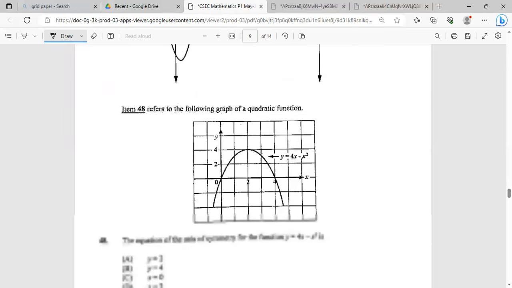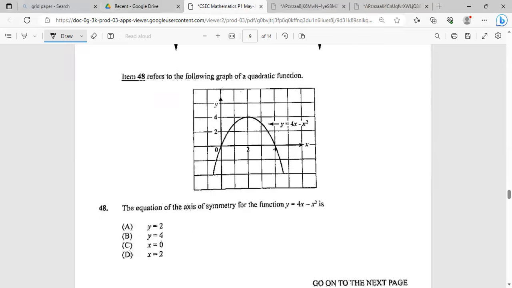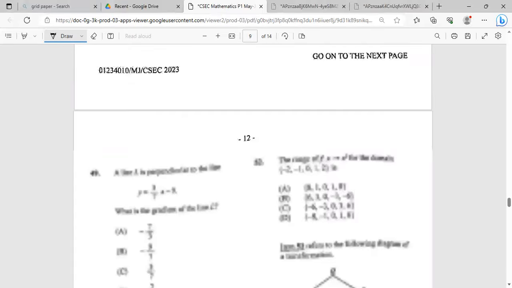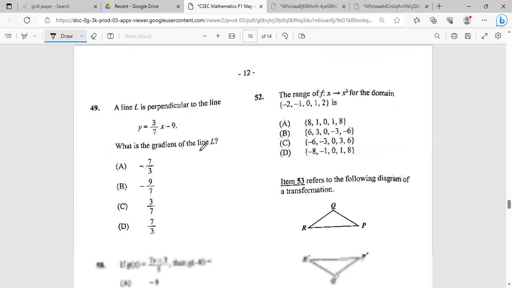48 item refers to the following graph of a quadratic function. The equation of the axis of symmetry for the function. The axis of symmetry is the line that cuts the graph in two. When you fold it, then it fits exactly, and that is the line x equals 2. You'd have done this in your class. I know I did it in my class, but you know, a line L is perpendicular to the line 37x minus 9. What is the gradient of the line L?